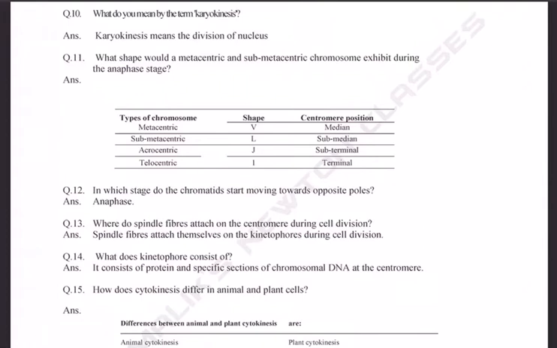Question 12. In which stage do the chromatids start moving towards opposite poles, north pole, south pole? Of course, anaphase. Question 13. Where do spindle fibers attach on the centromere during cell division? Spindle fibers attach themselves to kinetochores during cell division. Next, what does the kinetochore consist of? It consists of proteins and specific sections of chromosomal DNA at the centromere.